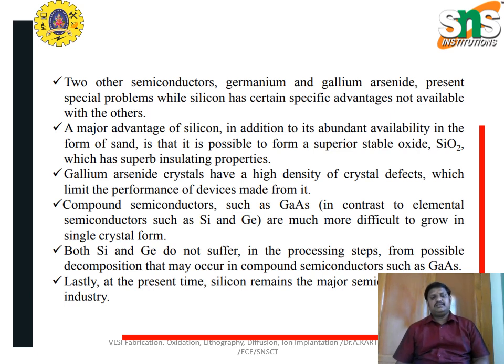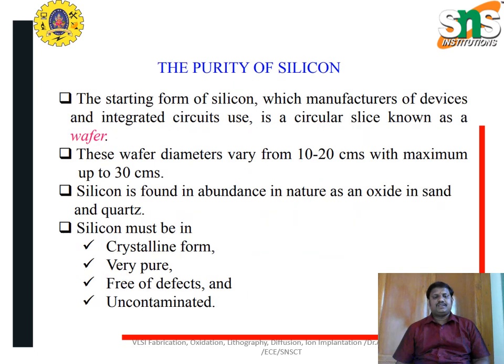Gallium arsenide, and single elements such as silicon and germanium, are used mainly in difficult applications. Both silicon and germanium do not suffer decomposition in the processing steps, unlike many compound semiconductor and gallium arsenide technologies. The silicon must be crystalline and very pure, with few defects and uncontaminated by the process.